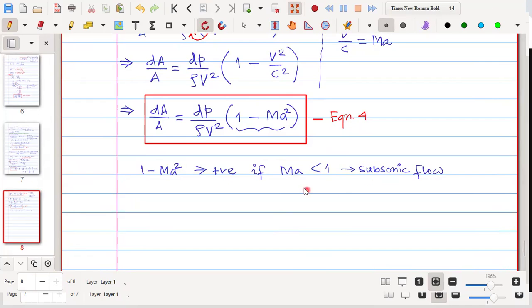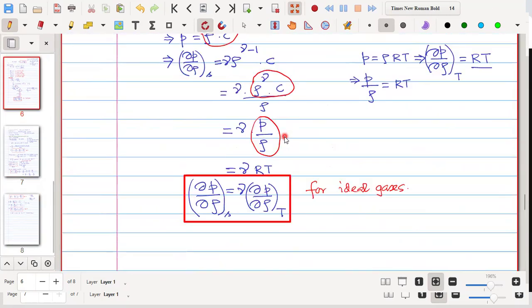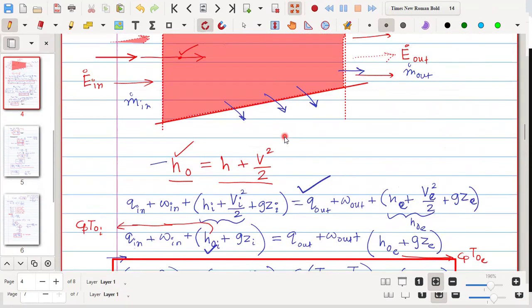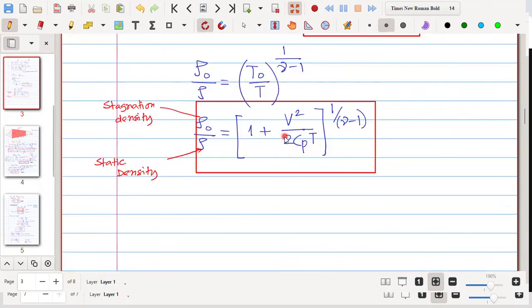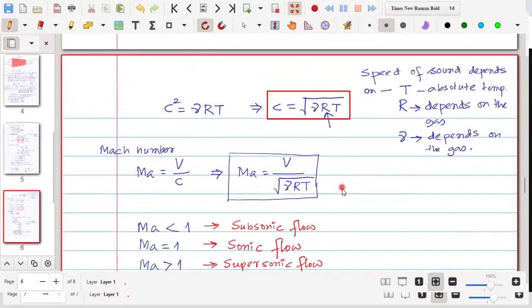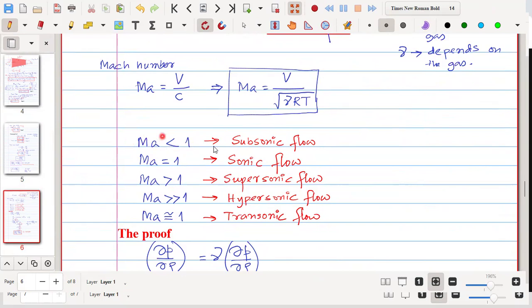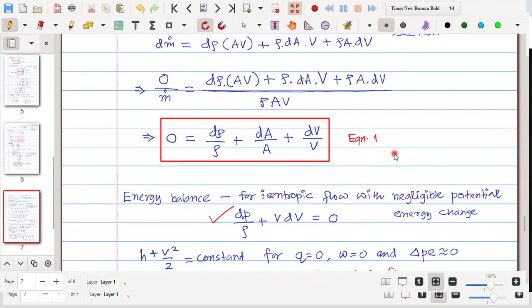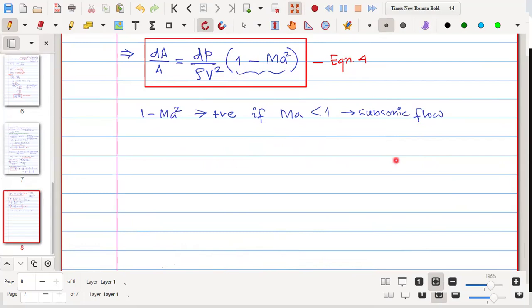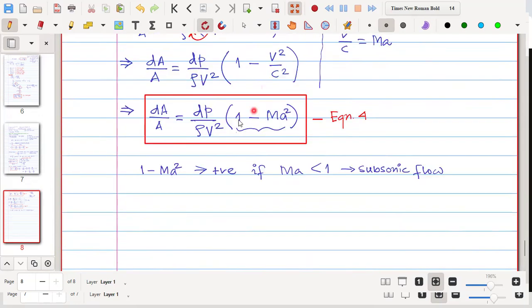Mach number less than 1 is called subsonic flow, that we have seen in one of our earlier classes. Mach number greater than 1 is called supersonic flow. So that means this quantity 1 minus Ma square is positive if Ma is less than 1, that is subsonic flow. That means for a subsonic flow, this is positive.